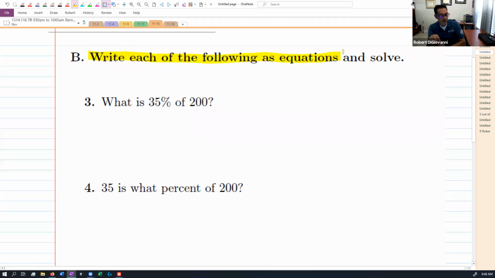So we first have to write this as an equation, and then we will solve it. I'm not looking for just a solution. I'm looking for you to write it as an equation first. When we're looking at this statement, there are some keywords we want to look for. Anytime you see the word is, that normally means an equal sign.